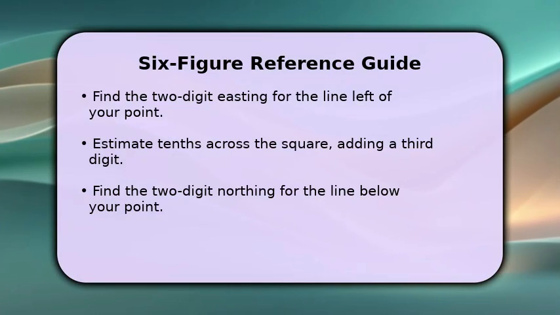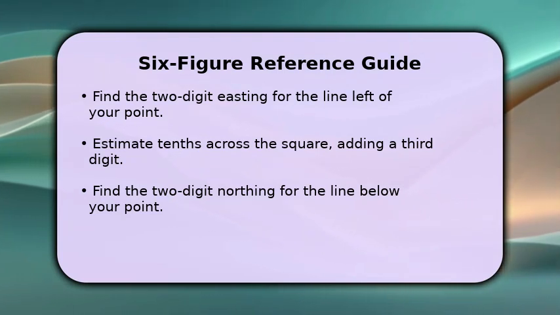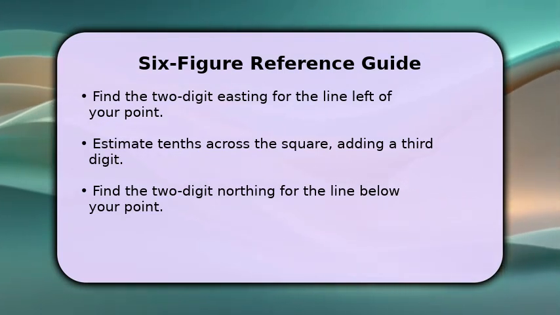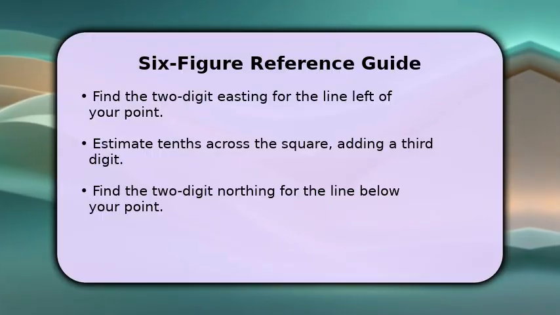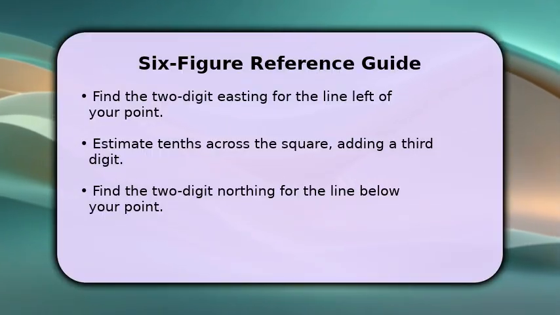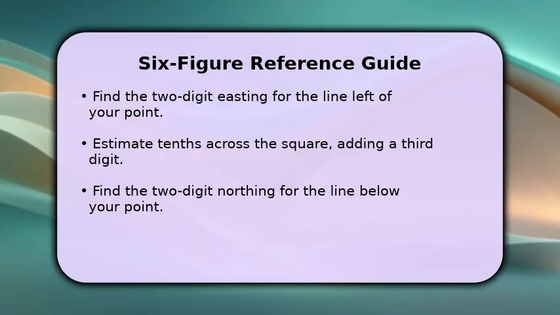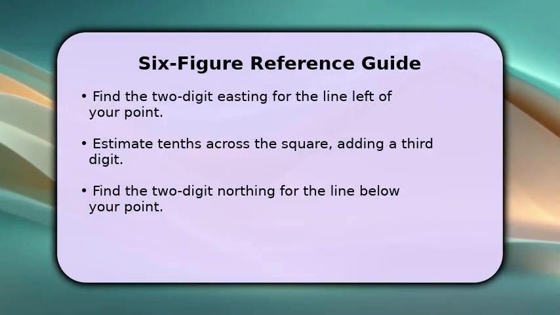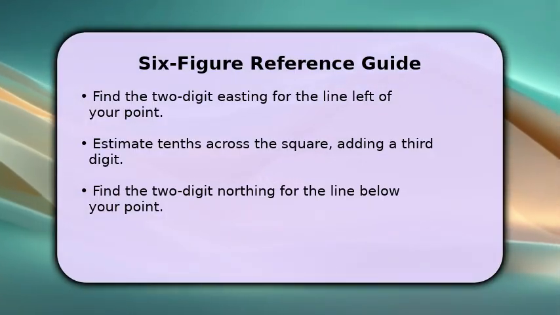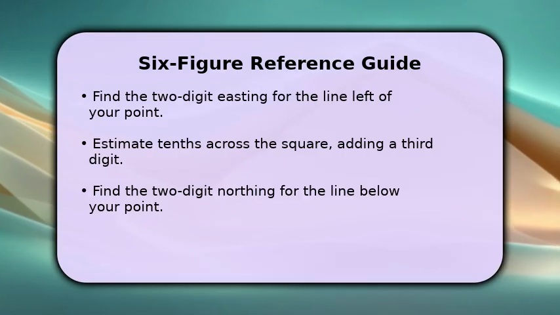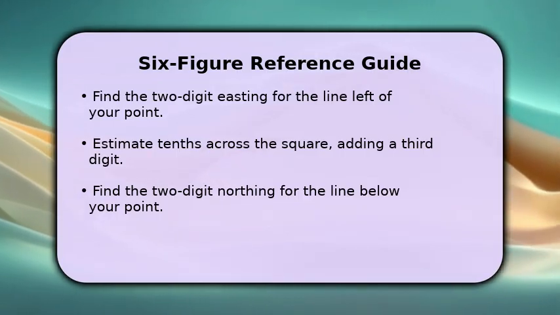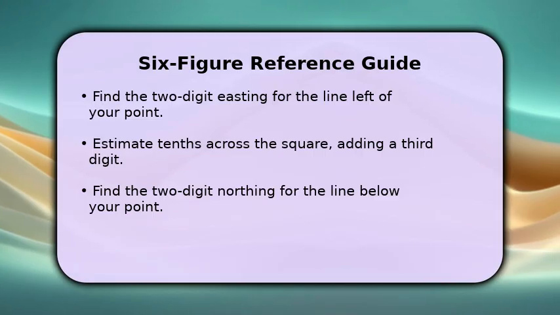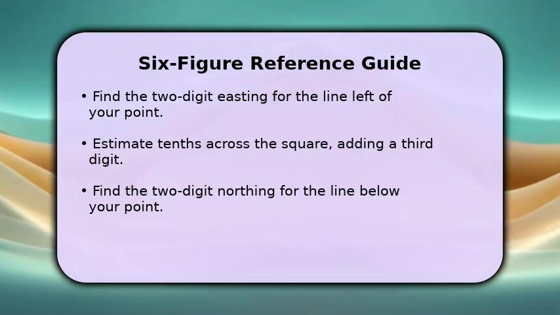To get a full six-figure grid reference, combine your easting and northing. First, take the two-digit easting from the line to the left of your point, then estimate how many tenths across the square your point is, adding that as a third digit. Do the same for the northing, taking the two-digit number from the line below and estimating tenths up the square for the final digit. This gives you a precise six-figure location.